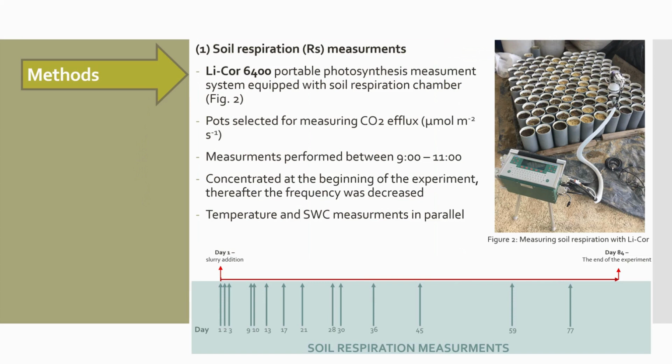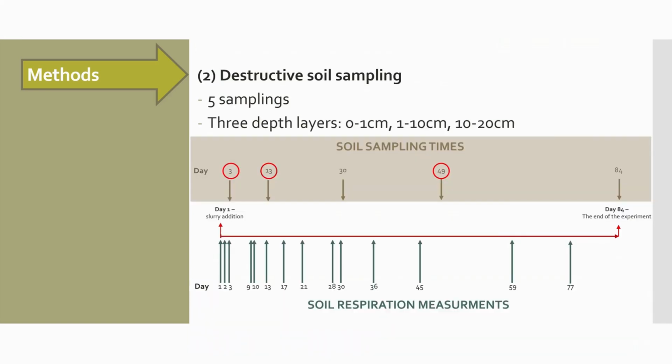After setting up the experiment, we selected 24 pots per treatment, which were used for CO2 measurements throughout the experimentation. At the beginning of the experiment, the measurements were more concentrated to catch the initial flash of microbial activity. Thereafter, the frequency of measurements was decreased, as you can see on the slide. During the pot experiment, soil sampling for destructive analysis was done 5 times, as shown on the slide. The soils in these pots were sliced into 3 layers and used for laboratory analysis.